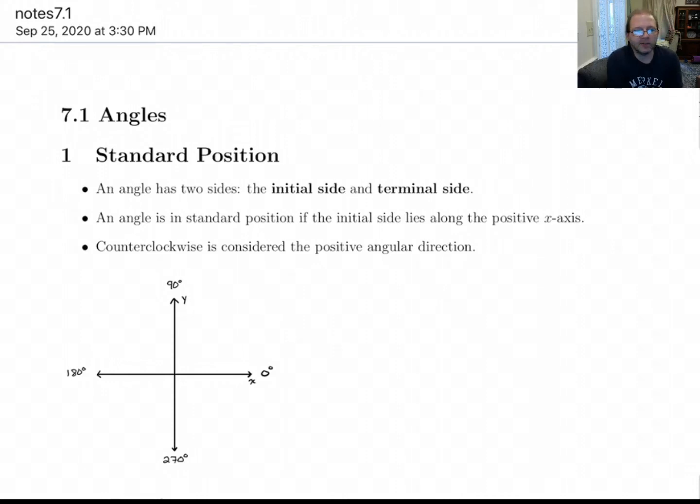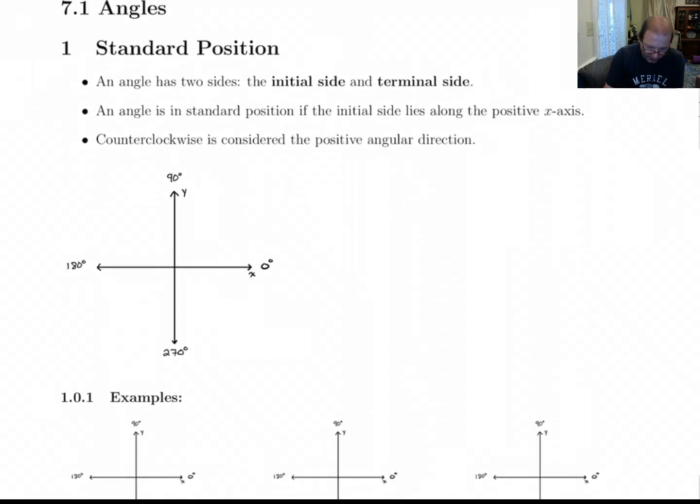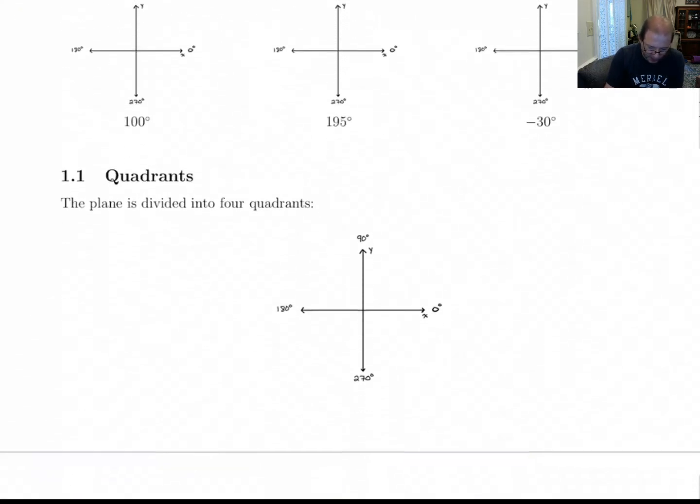All right, we're starting chapter 7, and this is where the class changes from being mostly about algebra to being about trigonometry. In 7.1, we're just going to talk about angles. And everybody knows what an angle is, but we're going to talk about some terminology and talk about putting angles in standard position and talk about the quadrants.